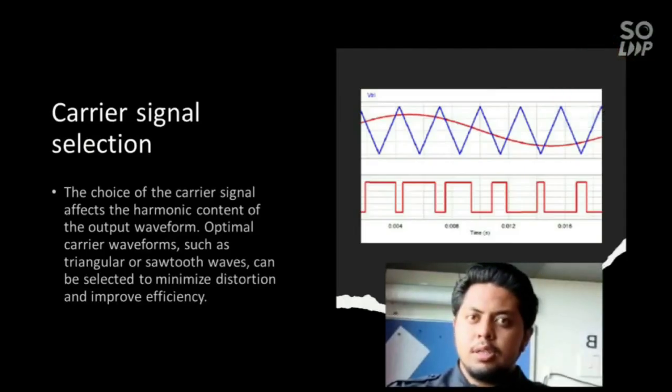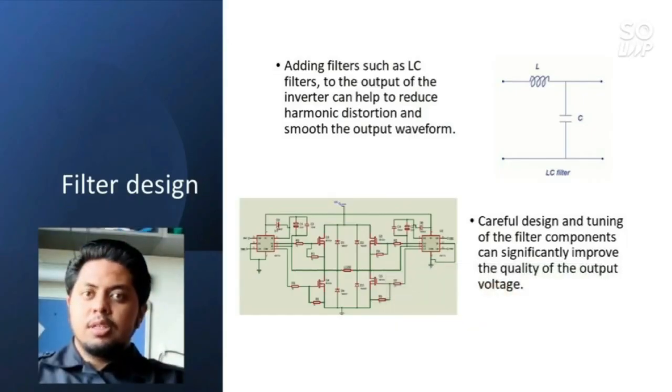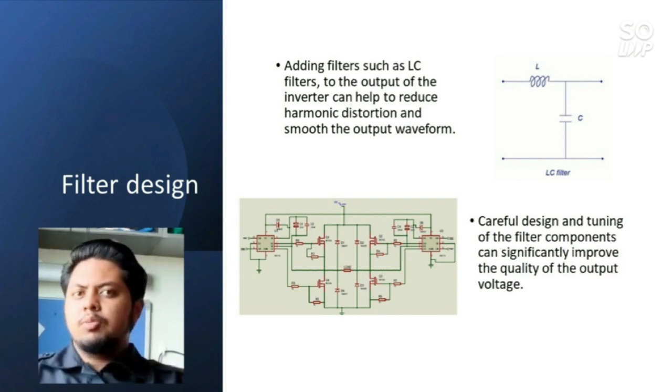And the second one is carrier signal selection. The choice of the carrier signal affects the harmonic content of the output waveform. So an optimal carrier waveform must be chosen, such as a triangular or sawtooth wave, to minimize distortion and improve efficiency. The last one is filter design. Adding appropriate filters such as LC filters to the output of the inverter can help to reduce harmonic distortion and smooth the output waveform. Careful design and tuning of the filter components can significantly improve the quality of the output voltage.